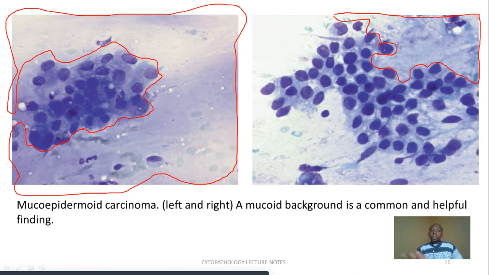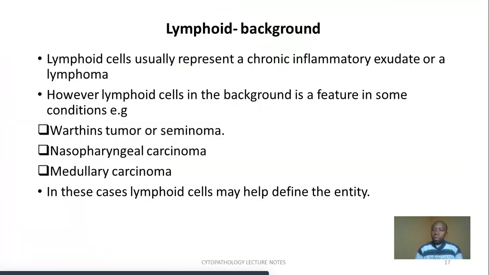So this is a typical illustration of the mucoid background at the same time. So away from that, let's go through and look at the lymphoid background also. Lymphoid cells usually represent a chronic inflammatory exudate or a lymphoma. And this is a very good point to note when you're drawing lines between acute inflammation and chronic inflammation. It's very important to know the type of cells you're seeing.